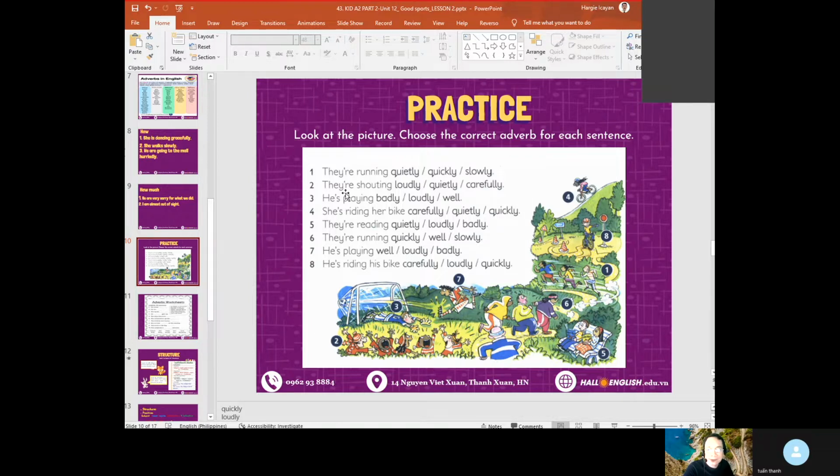Number two. So the picture number two is here, right? Can you read first, V? There, they are shouting. Again, can you say it? Shouting. Okay. Shouting loudly, quietly, or carefully? Loudly. Very good. It's loudly. Number three.